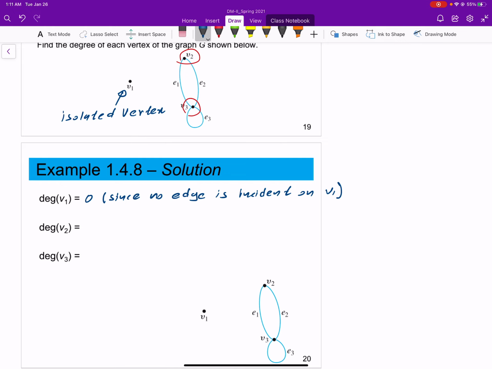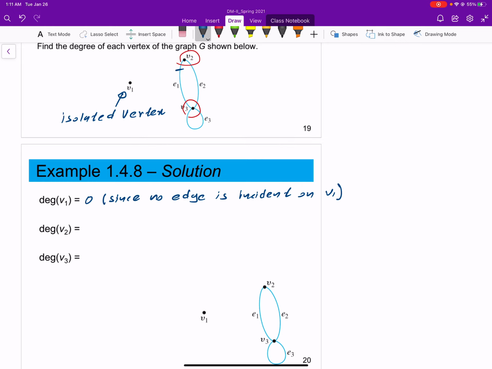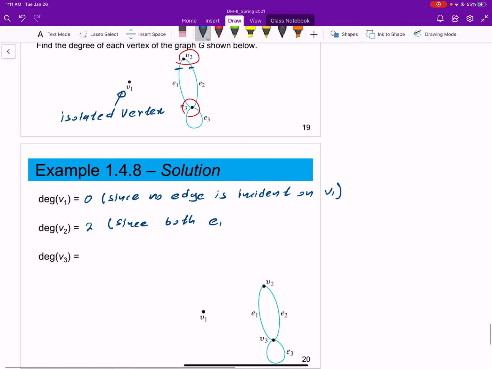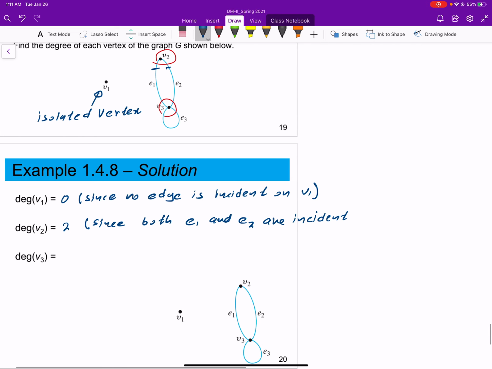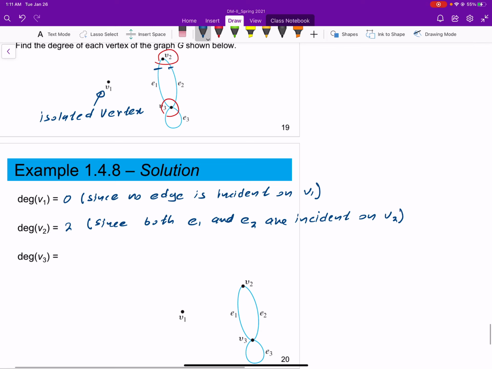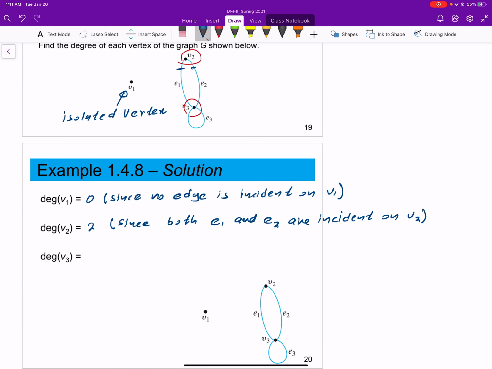All right, so the degree of V2: there are 2 edges, so the degree of V2 is 2, since both E1 and E2 are incident on V2. And the degree of V3: one edge, one edge, one edge, one edge, because the loop is considered as 2 edges. All right, so the degree of this one is 4.